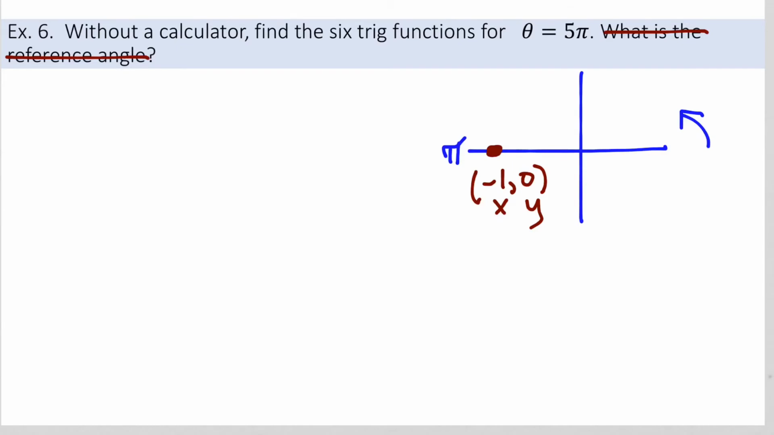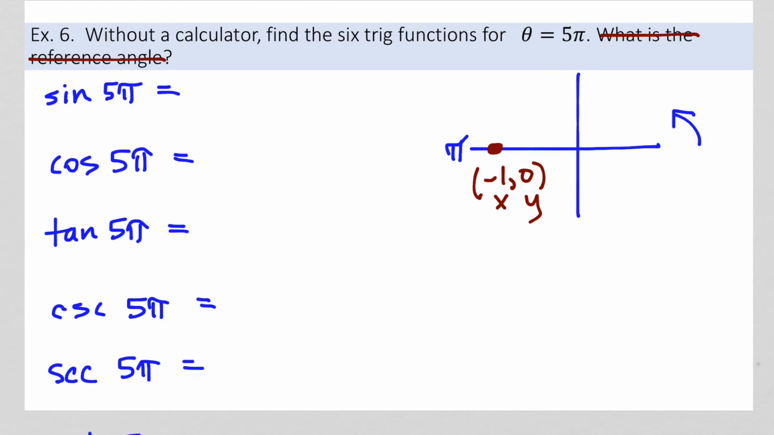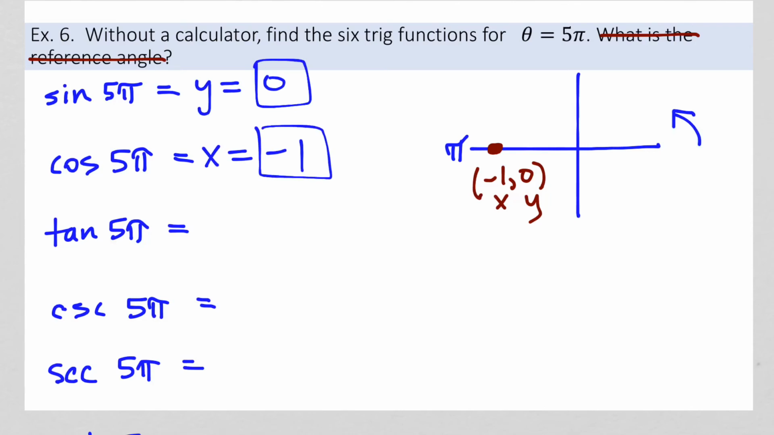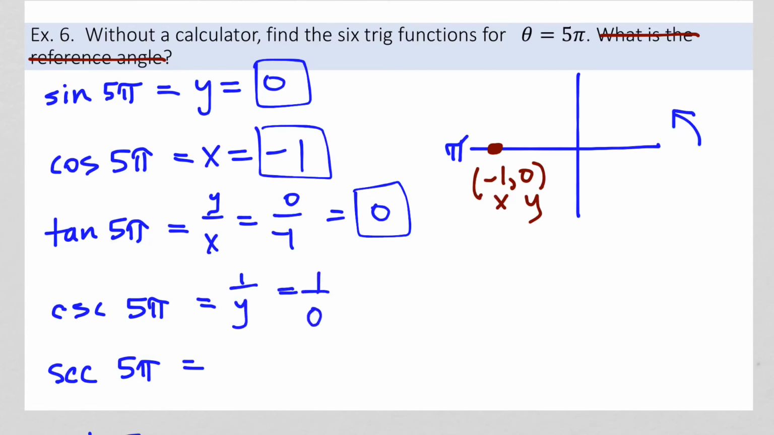Okay, so we don't really talk about the reference angle when we're right on the axis. So we'll cross that out. All right, so let's find all of our 6 trig functions. All right, so the sine is your y-coordinate. So that's 0. Your cosine is your x-coordinate. So -1. Your tangent is y over x. So that's 0 over -1. So 0. Your cosecant is the inverse of the sine. So that's 1 over 0. So it's undefined for pi.